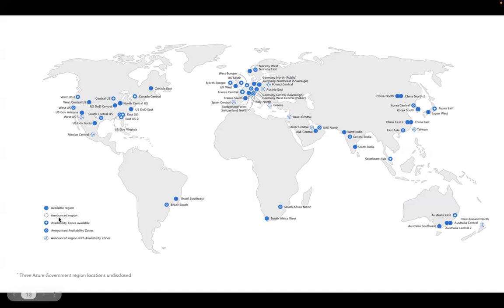The ones with dots are announced regions. Some they have announced, like Mexico Central. Maybe they have already built it; this slide might be a little older. So these are the different regions.